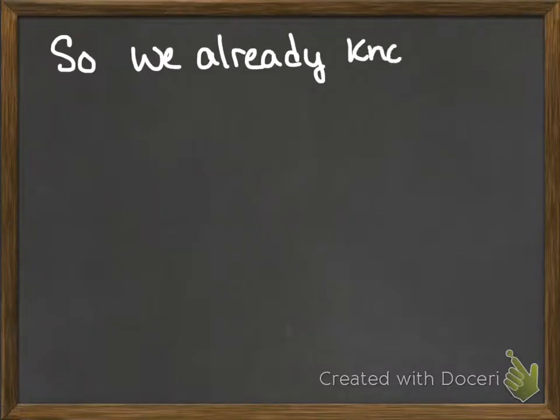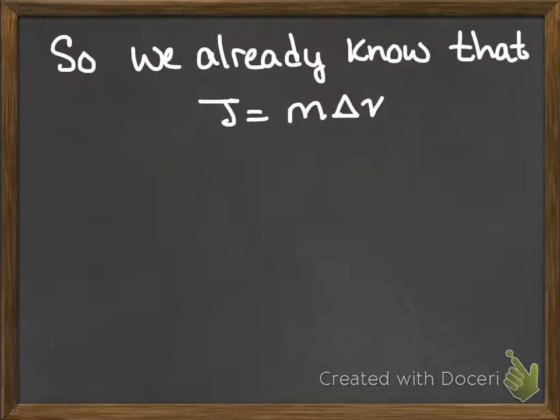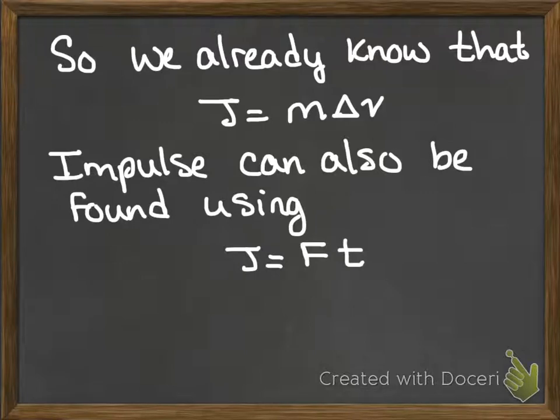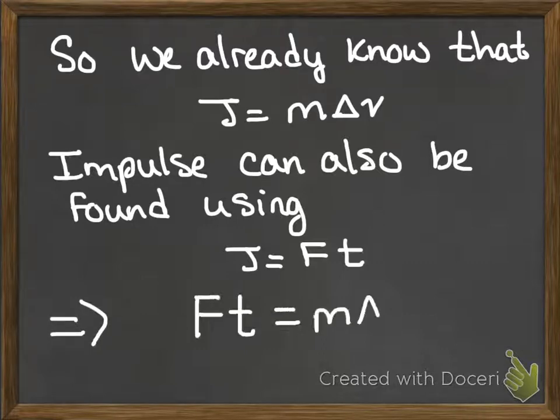So we already know that J equals m times delta v, that the impulse of an object is equal to the change in momentum, mass times the change in velocity. But I'm also going to tell you that impulse can also be written using this equation. The impulse is equal to the force times the time. So I can write impulse as force times time, which means I can just write that the force times the time is equal to the mass times the change in velocity.